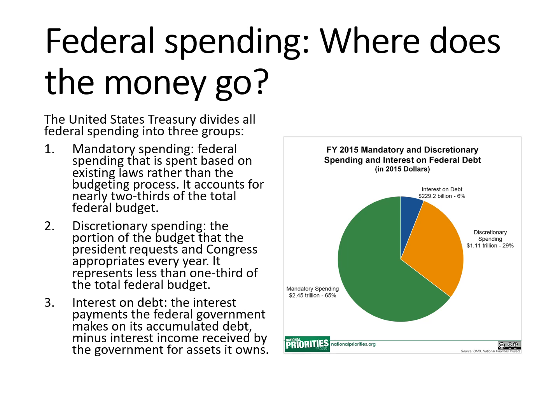The second is discretionary spending. This is the portion of the budget that the President requests and Congress appropriates every year. It represents less than 1/3 of the total federal budget. And third is interest on debt. It's the interest payments the federal government makes on its accumulated debt minus the interest income received by the government for assets it owns.